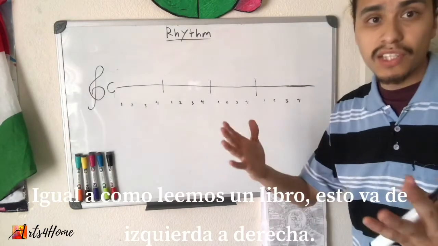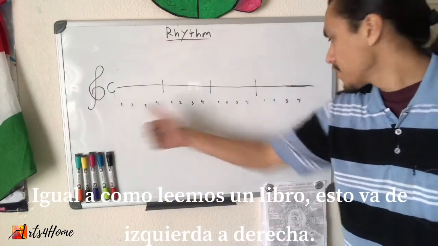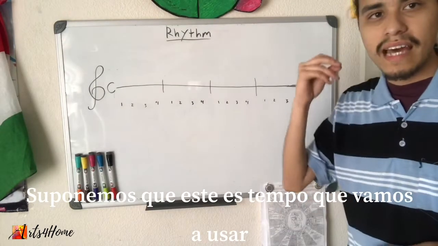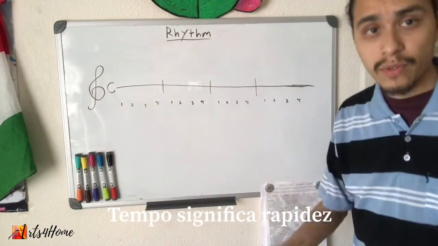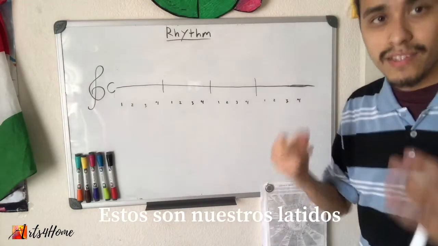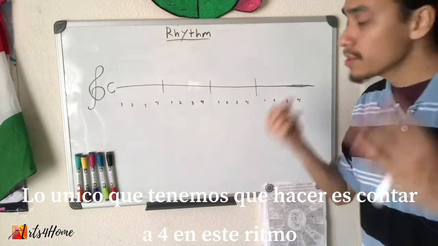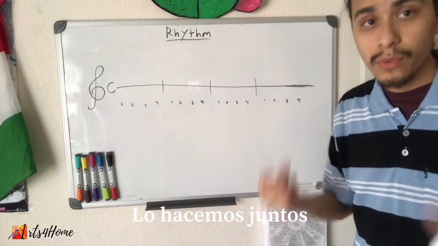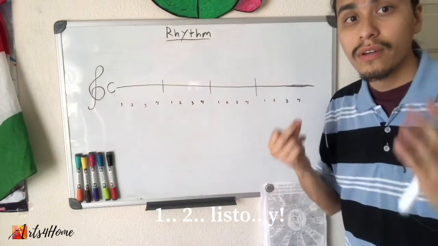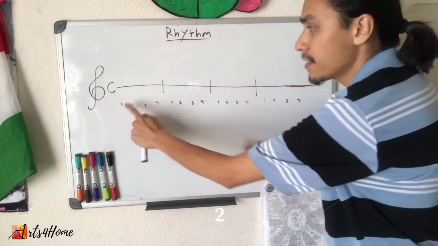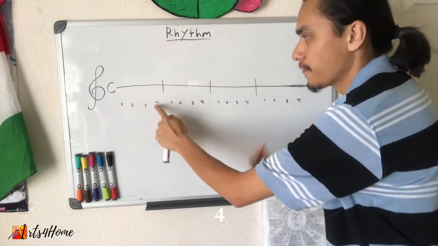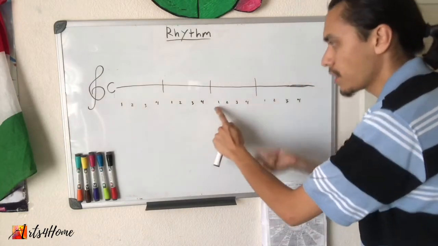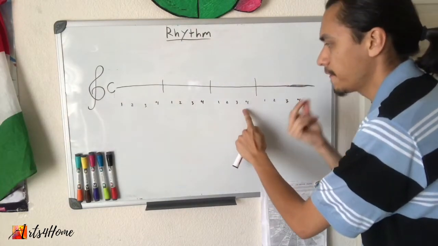So, just like when we're reading, we read from left to right, okay? Let's say we're going to count our beats at this tempo. Tempo means how fast we're going to go, okay? So this is our beats, and all we got to do is count to 4 in that rhythm, okay? So you can do it with me. 1, 2, ready, and 1, 2, 3, 4. 1, 2, 3, 4.